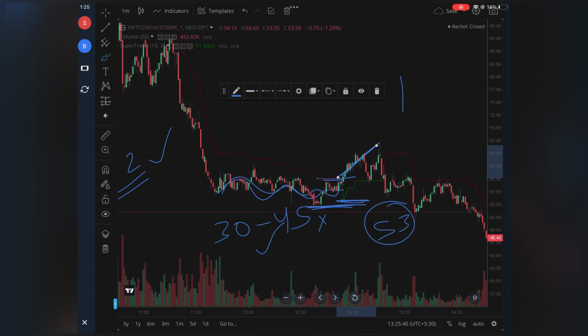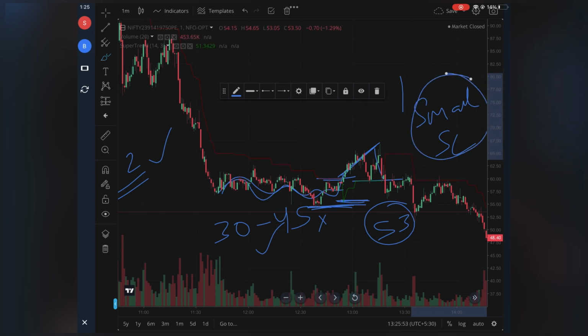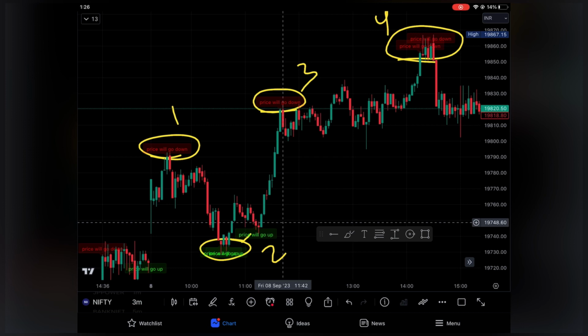The green line is our stop loss. You can keep on trailing or you can keep the same stop loss, and here we get a small stop loss hit. So the first and the second trade gave us more than 1:2 and 1:5 returns, and in the third trade we got a stop loss hit.